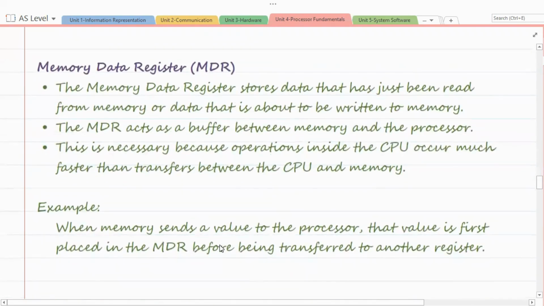Next, we have memory data register. We also call it memory buffer register or MBR. The memory data register stores data that has just been read from memory or data that is about to be written into the memory. MDR acts like a buffer between memory and the processor. For example, when memory sends a value to the processor, that value is first placed in the MDR before being transferred to another register. So data is stored in MDR.